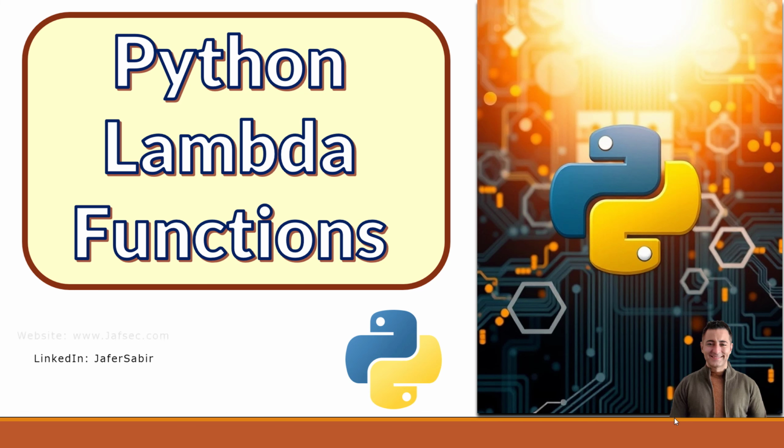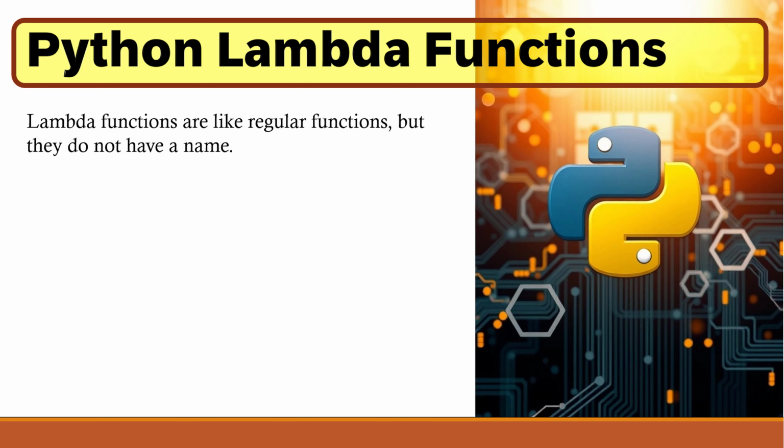In this video, we will take a look at Lambda functions. Lambda functions are like regular functions, but they do not have a name, so we cannot call upon them like we can with a regular function. And for this reason, not having a name, they are also called anonymous functions.